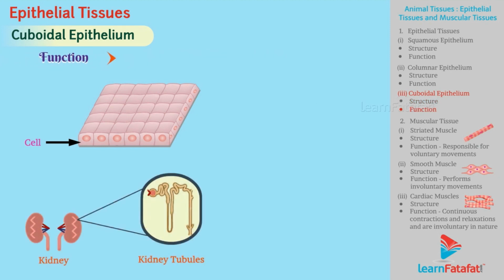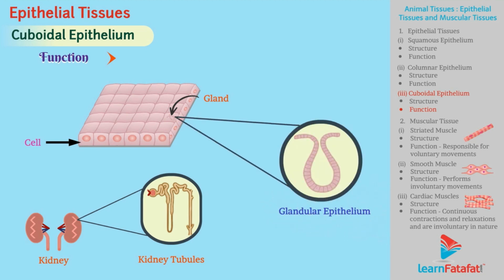This tissue undergoes modification and forms a gland which gives out substances on surface of the tissue. Hence they are known as glandular epithelium.